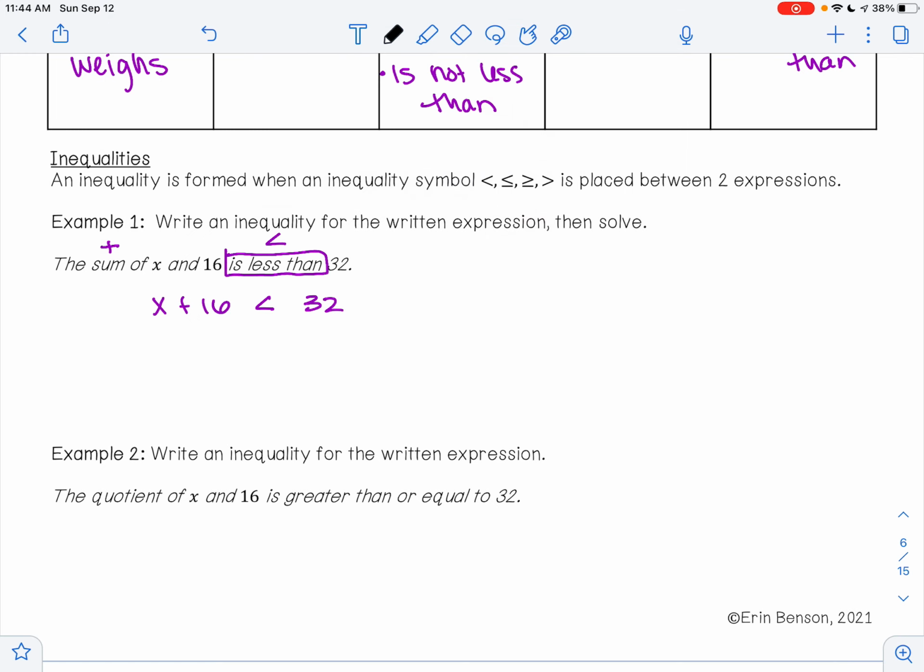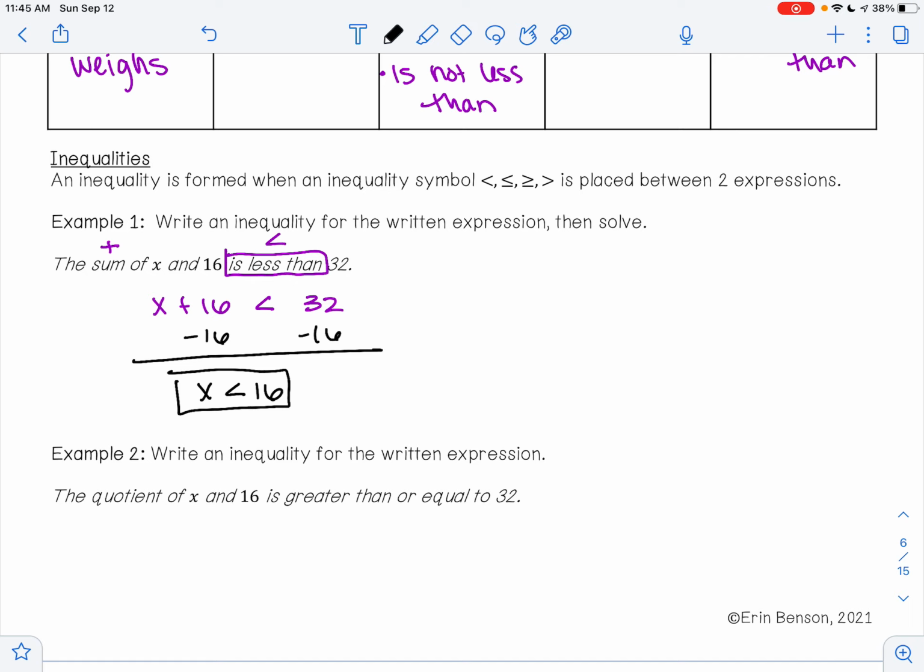To undo addition, I'll do subtraction. And so I'll have x is less than 16. And this would be my solution. They didn't ask me to graph it, so I don't need to worry about graphing it.